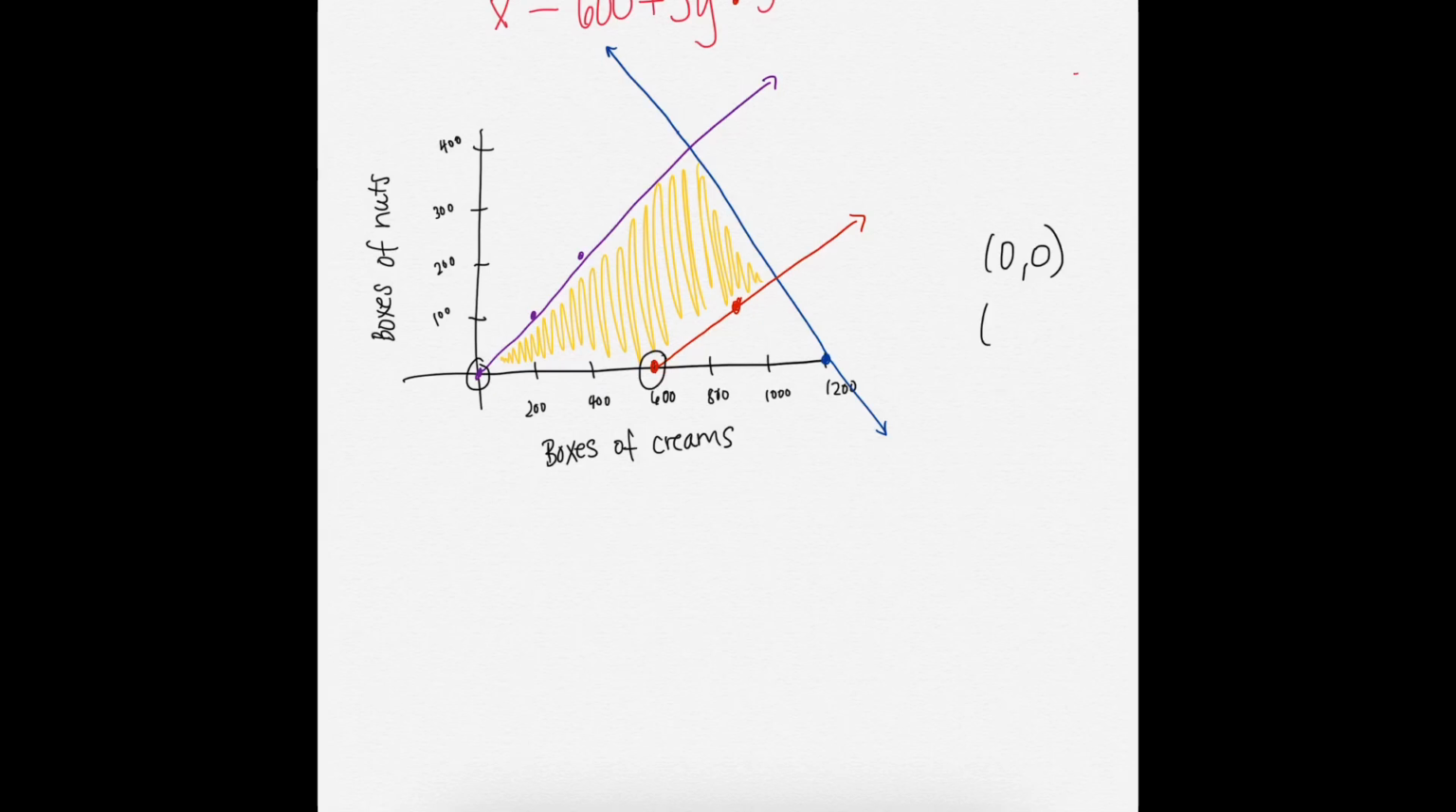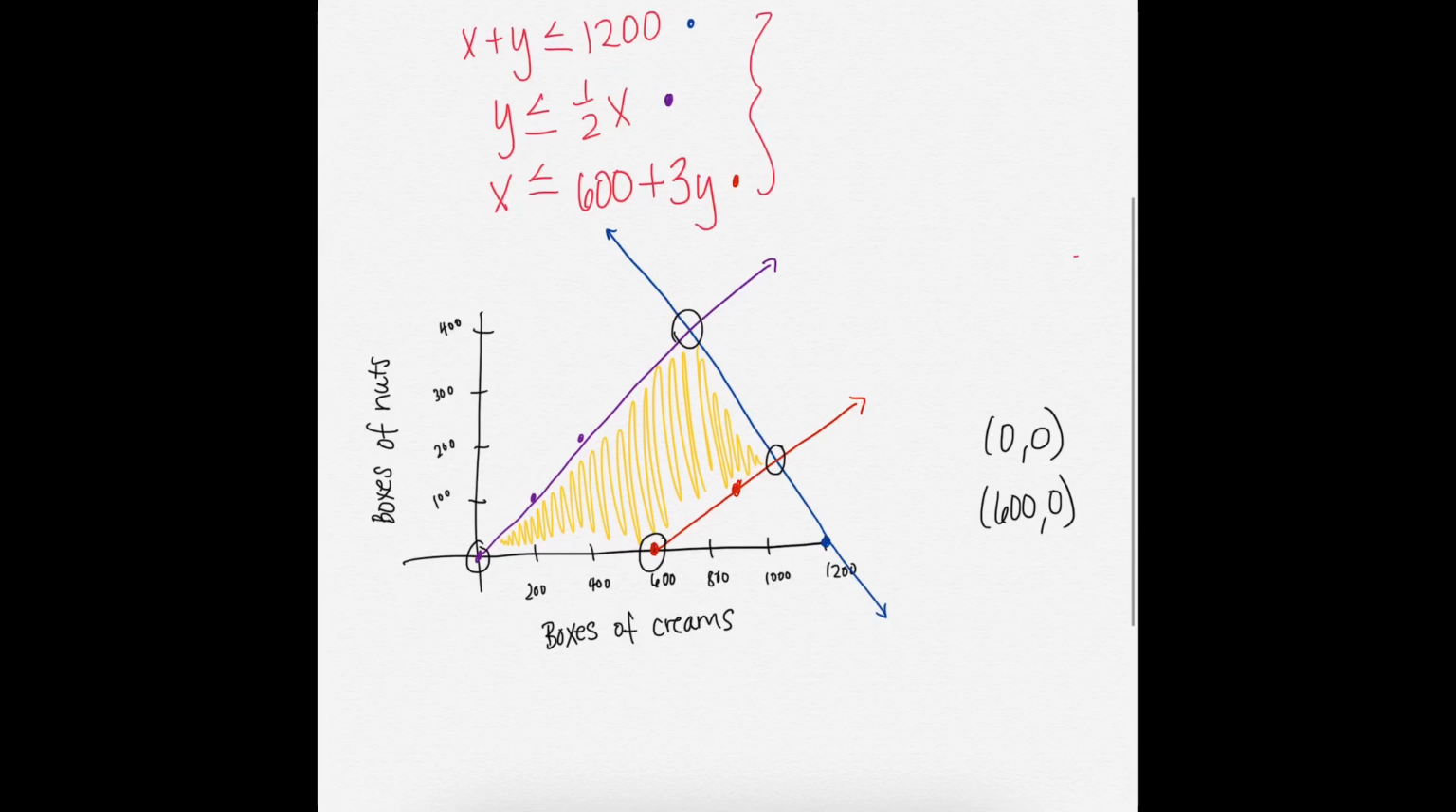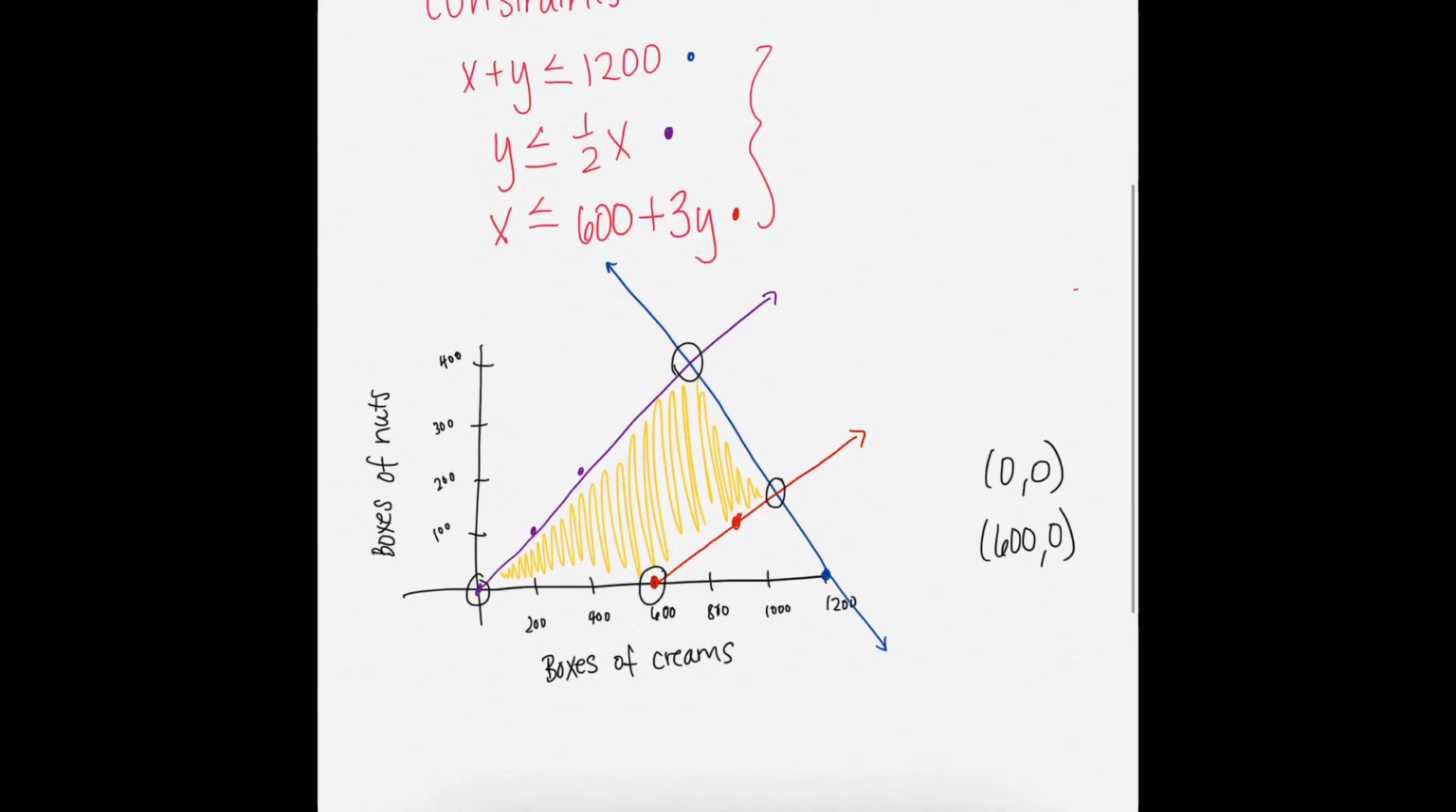So my other vertex is this one right here. That is an x value of 600, y value of 0. My other one is here, my other one is here. Now remember I told you in the last problem, do not guess at these. You need to find these analytically.